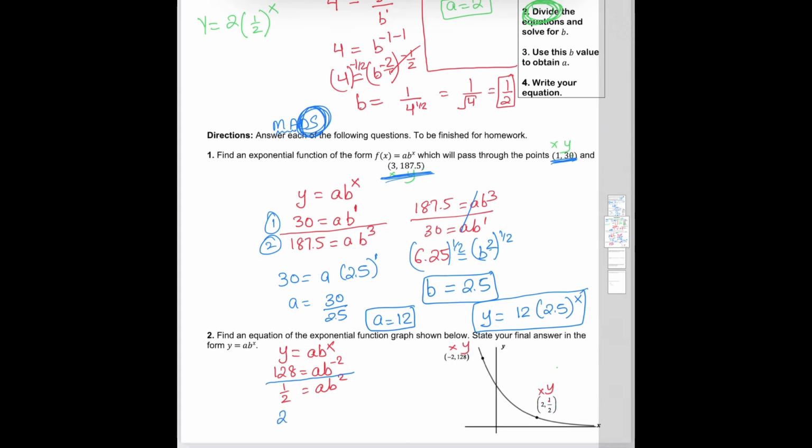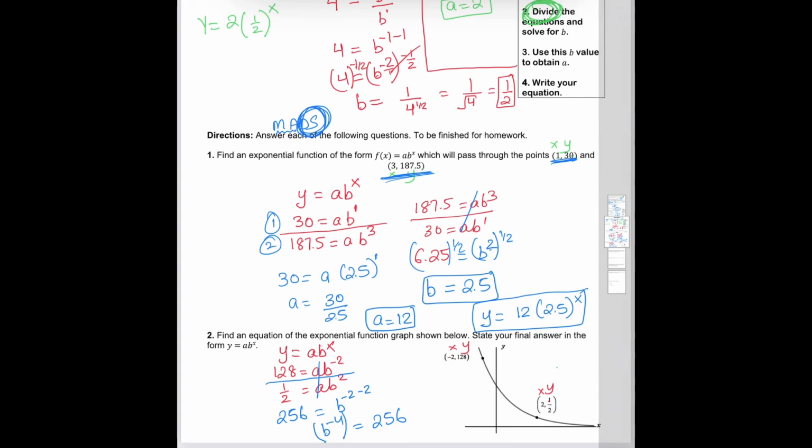What is 128 divided by 1/2? It's the same thing as multiplying by 2, so it is 256. The a's cancel out. So b to the negative 2 over b squared would be what? b to the negative 2 minus 2, which is b to the negative 4. So I have b to the negative 4 equals 256, right?